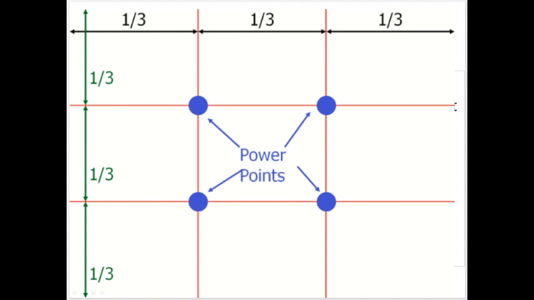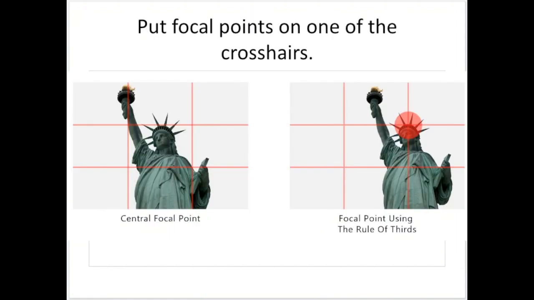It's usually found in photography, like in this example. This is a typical picture of the Statue of Liberty, and it's pretty cool. It's pretty interesting. But if you shift the focal point over to one of the rule of thirds, it's a little bit more dynamic. It's a little bit more majestic.